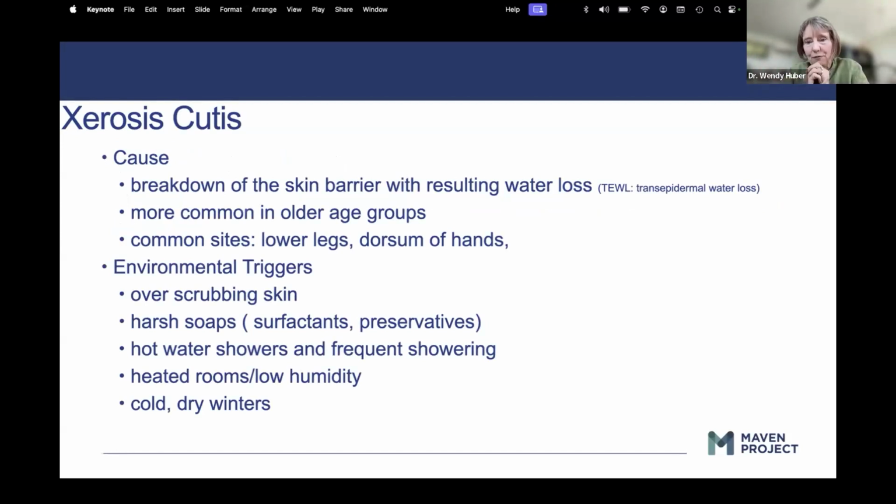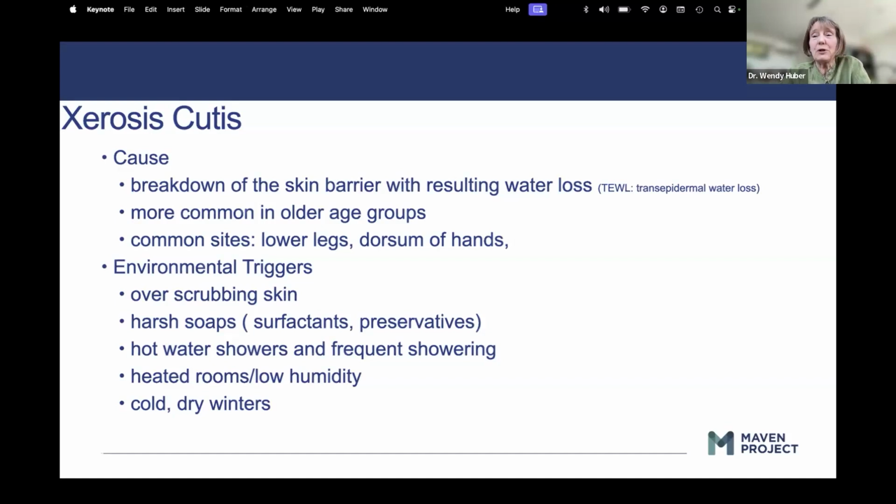And so unfortunately, with xerosis cutis, you start having a breakdown of that stratum corneum barrier. More often in older age groups, and most common sites are the lower legs and dorsum of the hands. Do be mindful of the dorsum of the hands, with no change in environmental things other than onset of winter.